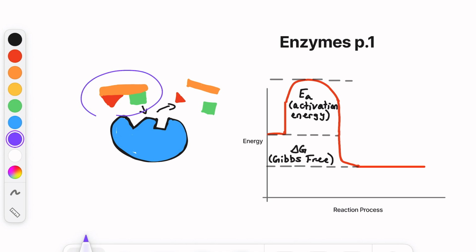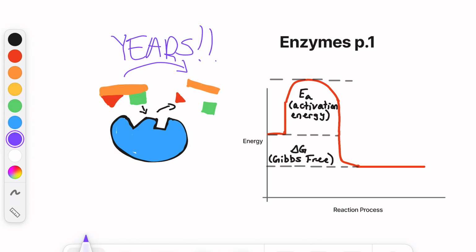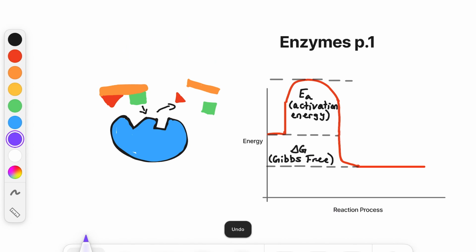Okay, so we have a substrate here and it turns into its products via the enzyme. So this process can happen naturally, but it might take years to happen. Literally, I'm not exaggerating. So with this enzyme, it can take milliseconds, nanoseconds. I don't know how fast, but really, really fast. So these enzymes are hyper specific for their substrates.